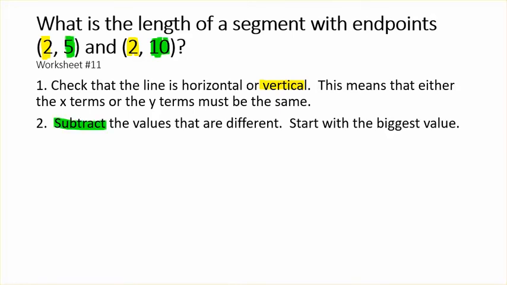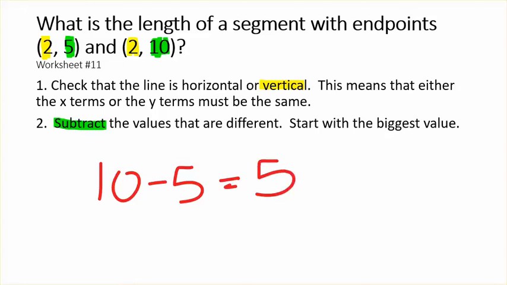To find the length, I'm going to subtract the values that are different. I need to know how far it is from 5 to 10. So 10 minus 5 gives me a distance or a length of 5.